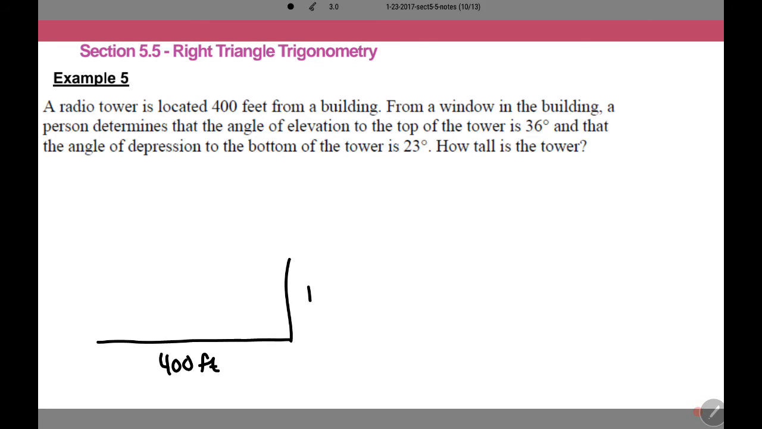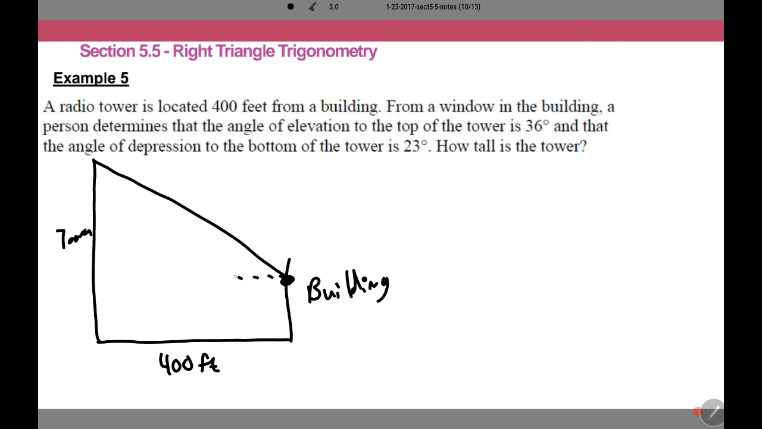We've got our building. We've got a tower. And somebody is looking at this tower from a window. So there's my window. And to the top of the tower, there's an angle of elevation that is 36 degrees. So that 36 goes here. And the angle of depression, if they look down, is 23 degrees. So we've got two right triangles here, and we're asked to figure out how tall the tower is.